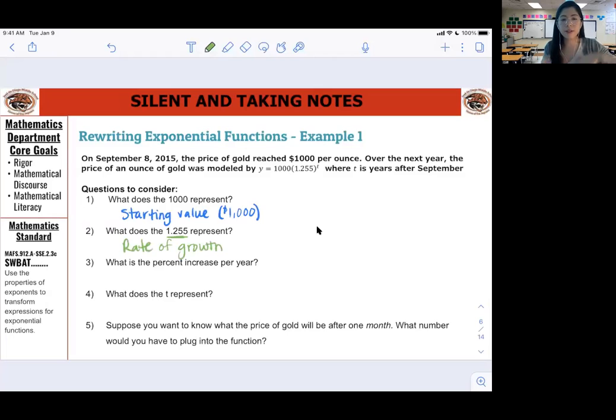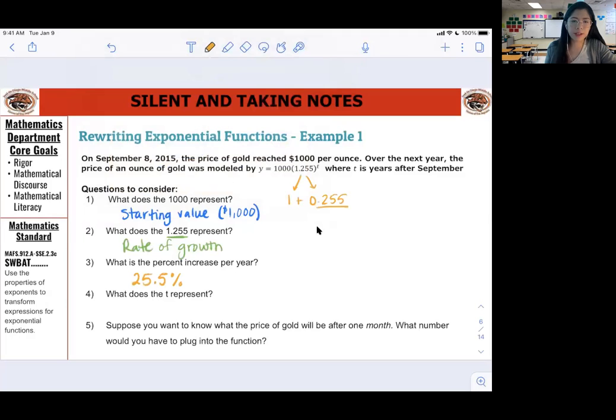You're overthinking it because there's the rate of growth, but then there's the percent. So that's the next question. What is the percent of increase? 25.5%. You got it. How did you get that? Subtract the 1 and then turn it into a decimal, multiply by 100. Good, so turn it into a percent. That's the same thing we were doing before. So this is the same as 1 plus 0.255, and 0.255 as a percentage is 25.5%.